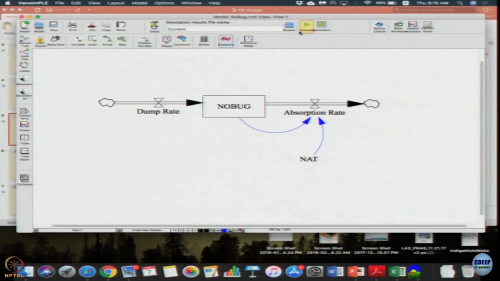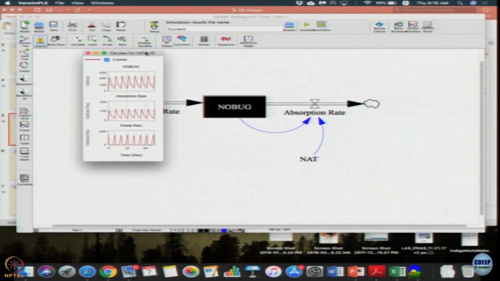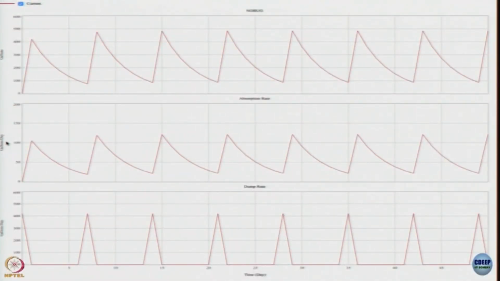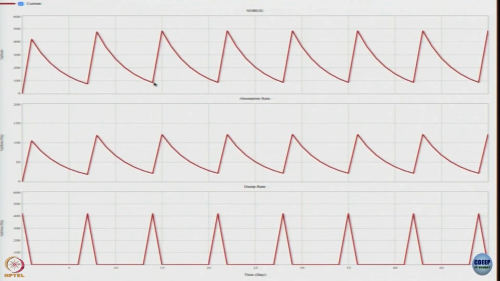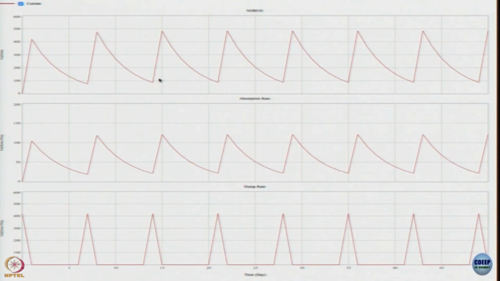But then let us see what happens. Let us simulate. Nobug. I just made the absorption time 4 from 2 days. The dumping is the same, absorption also happens, but now you see steadily the peak from 420 has moved closer to 500, right, and 480 is the peak, and it does not go now below say 90. There is always some Nobug in the air, in the river, constantly.